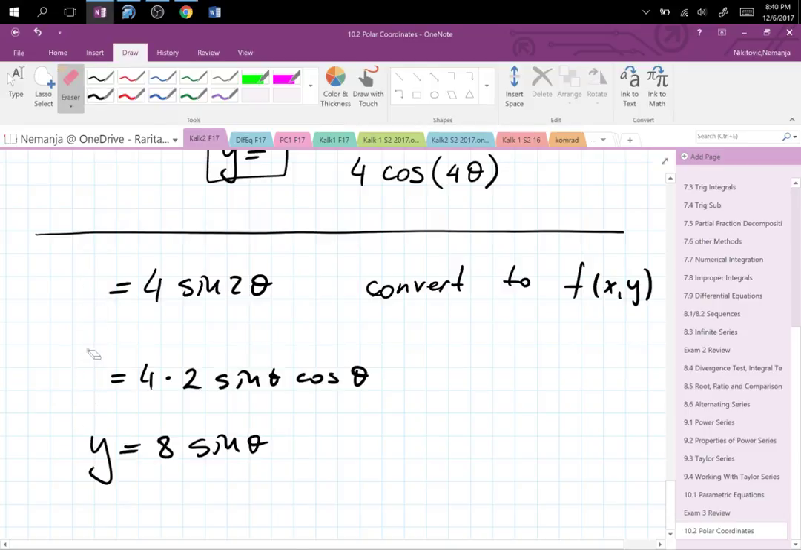Ooh, why did I say y? This is all r. Wow. No one said anything. R equals 4 sine 2 theta. R equals 8 sine cosine.